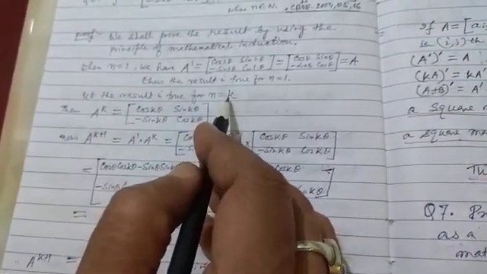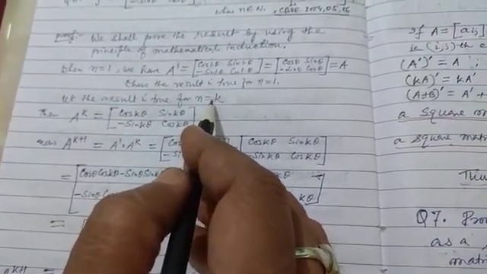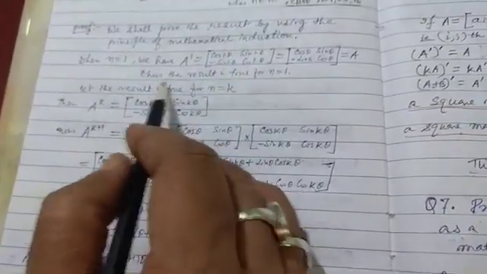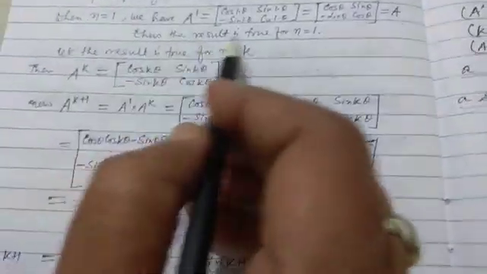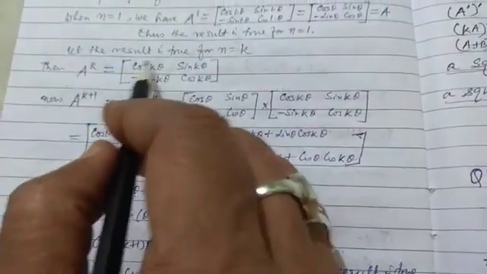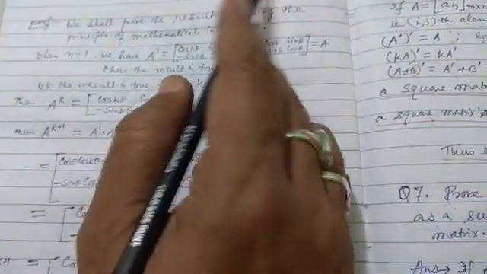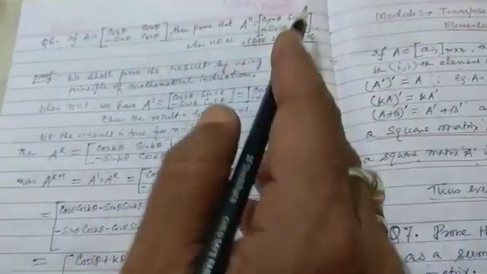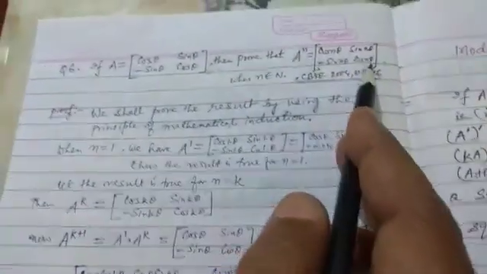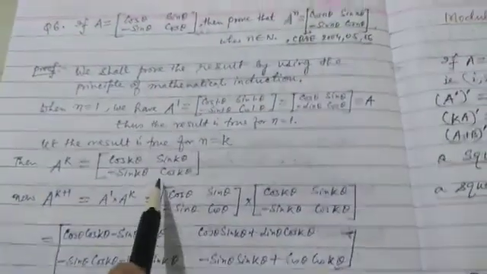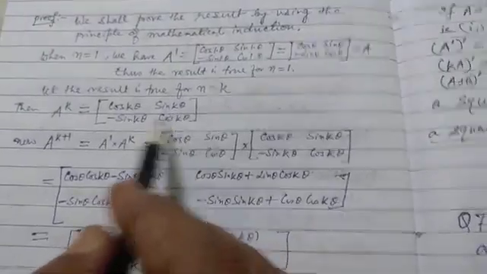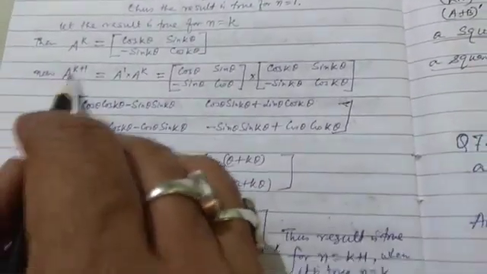As we proceed in PMI, you can remember from class 11. Now the result is true for n is equal to 1. Now let the result be true for n is equal to k. Then A to the power k will be: in place of n you put k, so cos k theta, sin k theta, minus sin k theta and cos k theta, that we have written here. Now we'll prove this is true for k plus 1 also.